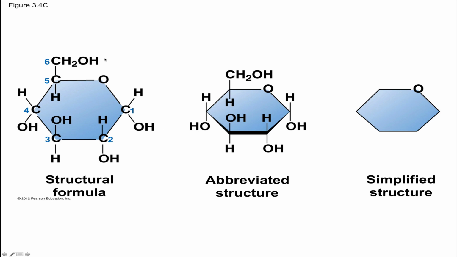If you look over here, let's look at the structural formula. It shows the carbons, number 1, 2, 3, 4, 5, 6. And when you look at the abbreviated structures, again, the numbers are gone, everything else is there. And then you look over here, the simplified structure. You don't have all the O's and H's displayed, but they tell you where the oxygen is. That's it. When you start studying organic chemistry, you'll be familiar with looking at these structures, and just by looking at them, you'll know exactly what they mean.